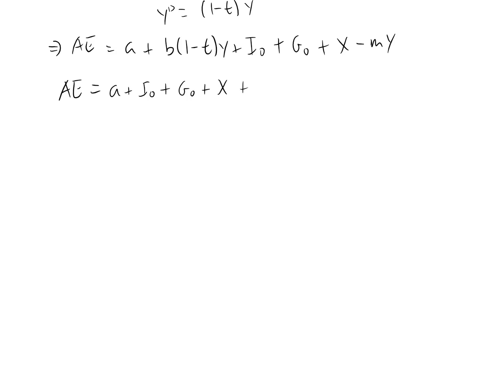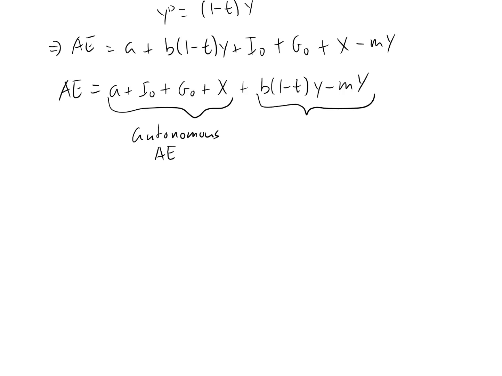And then we have everything multiplied by y, which is this first term and this last term. Remember, this first part is autonomous aggregate expenditure. It's a level of aggregate expenditure that doesn't depend on y. And this last term is the induced part. It's the level of desired aggregate expenditure that depends on y.